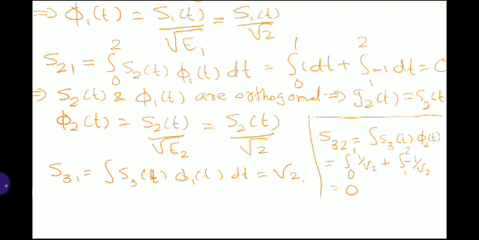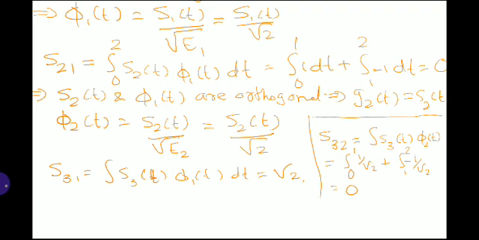Now we will find S21. S21 is the integral from 0 to 2 of S2 of t into phi 1 of t, where phi 1 of t is S1 of t by root 2. So S2 of t into phi 1 of t is the integral from 0 to 1 of 1 by root 2 dt plus the integral from 1 to 2 of minus 1 by root 2 dt, which is 0. So straight away we get that S2 of t and phi 1 of t are orthogonal, because S21 is 0. So we don't have to find that intermediate signal.